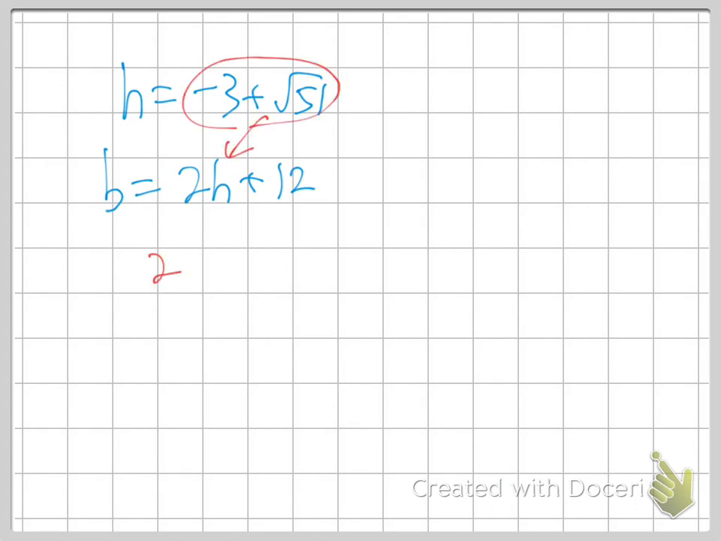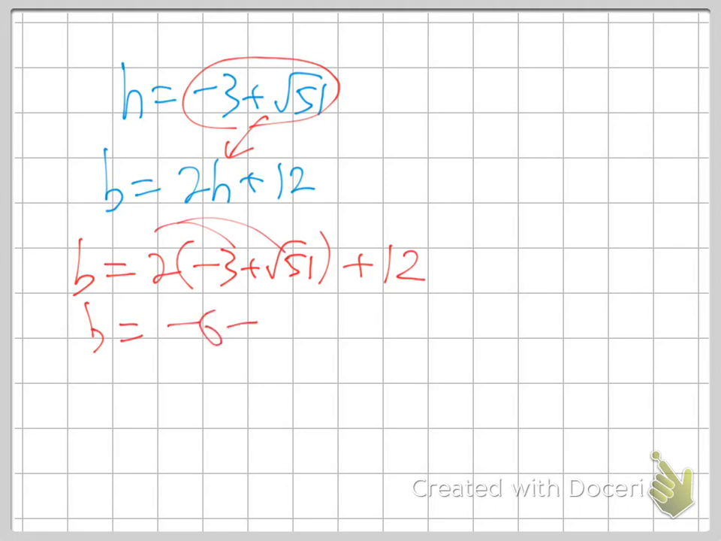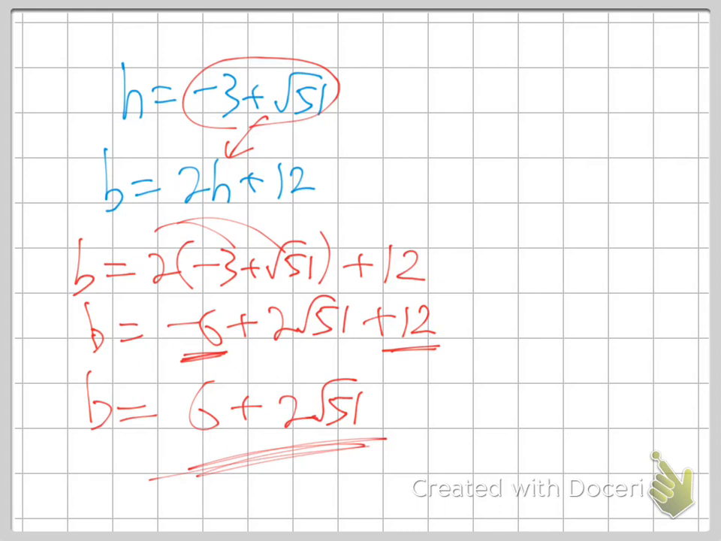In it goes. Minus 3 plus root 51, plus 12. That's the base. Minus 6 plus 2 root 51 plus 12. Minus 6 plus 12 is 6, so 6 plus 2 root 51. There's the base. There's the height.